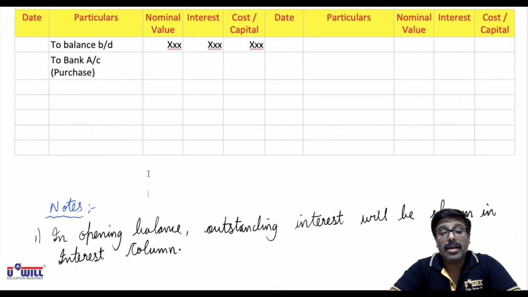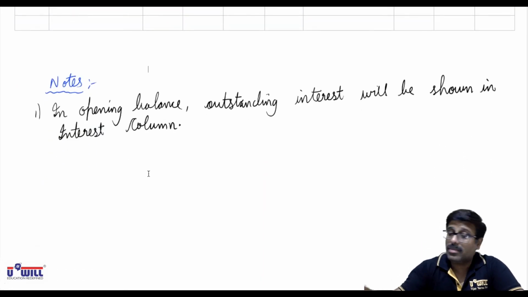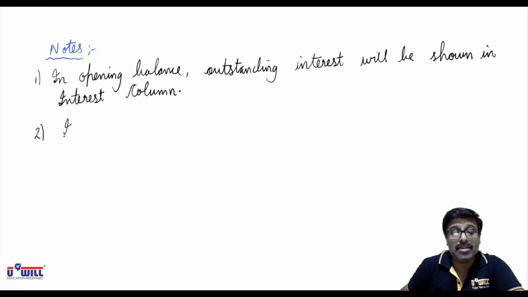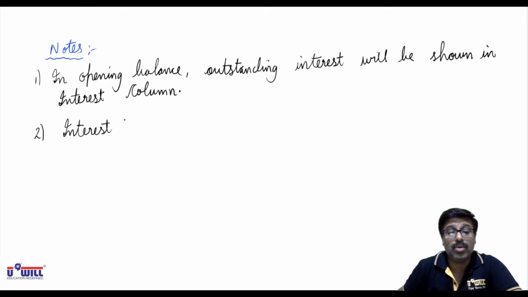Now, what amounts will we record in the nominal value, interest, and cost or capital columns? We understand it with the help of three terms. First we understand one term, that is the interest element. All of you must be writing these things in your notebook. First we understand the concept of what is interest element.